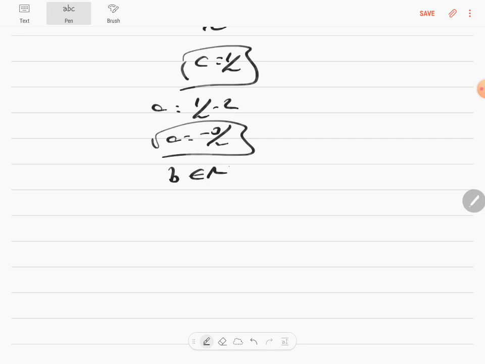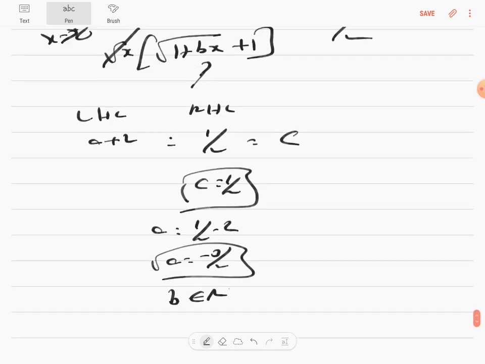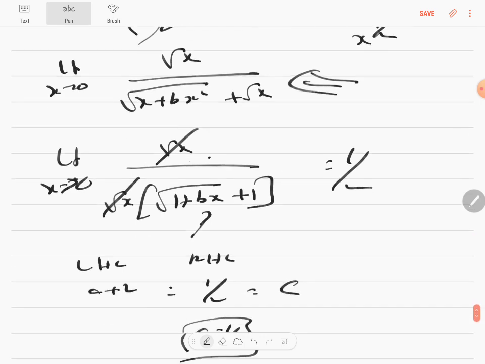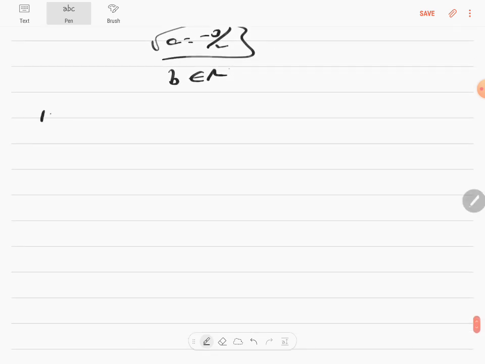Are you clear? So that's the world's most important sum, because children will get stuck here. They don't know to take root x common from the denominator. So let's go to the 15th question.